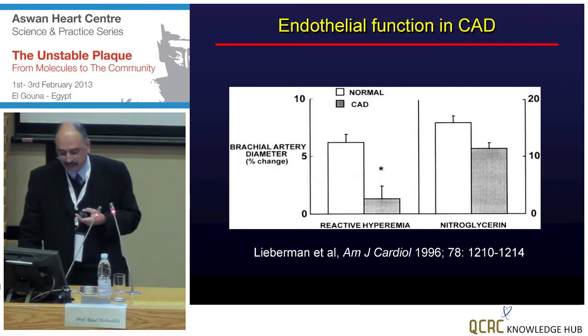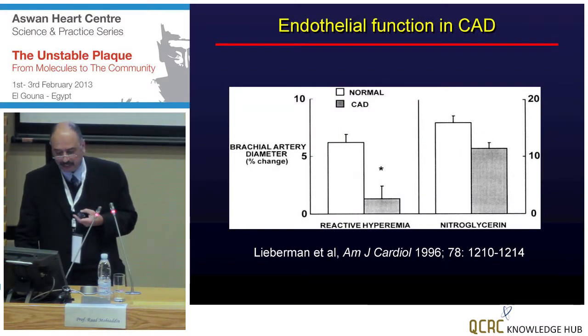So here you have the reactive hyperemia, the brachial arteries of normal cohort and patient with coronary artery disease. You see there is a blunted response of the reactive hyperemia in the patient with the coronary artery disease, while it responds to nitroglycerin.